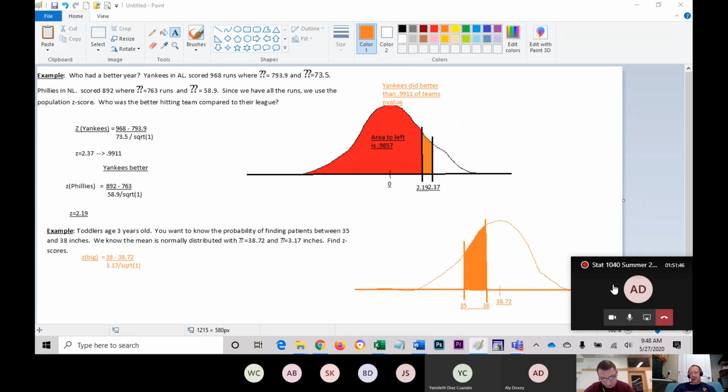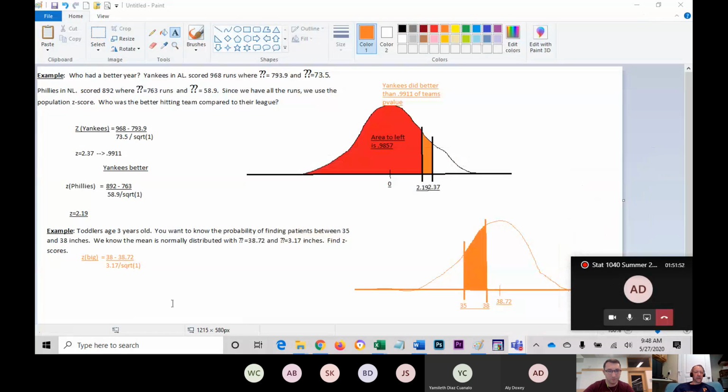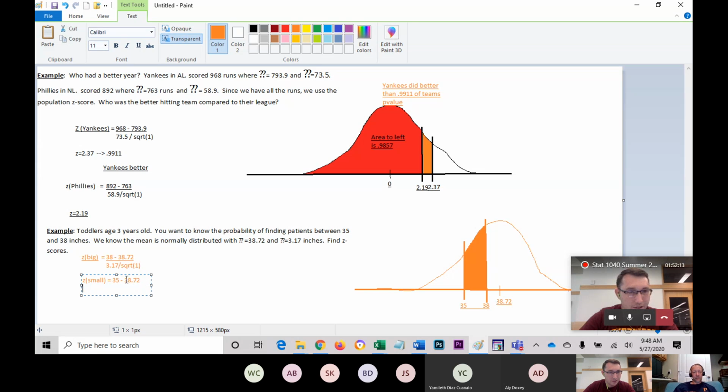So now that Allie did that, let's go to Bridger. Oh, Bridger never answers. Easton. Yes. Bridger, pipe in there if you're here. So we're going to do the Z for the small number. So that one is going to be 35 minus the mean, which is 38.72, divided by the standard deviation, 3.17, and then we're just using square root of 1 for this. Yeah, it didn't really specify. So if it doesn't specify, just assume it's 1.